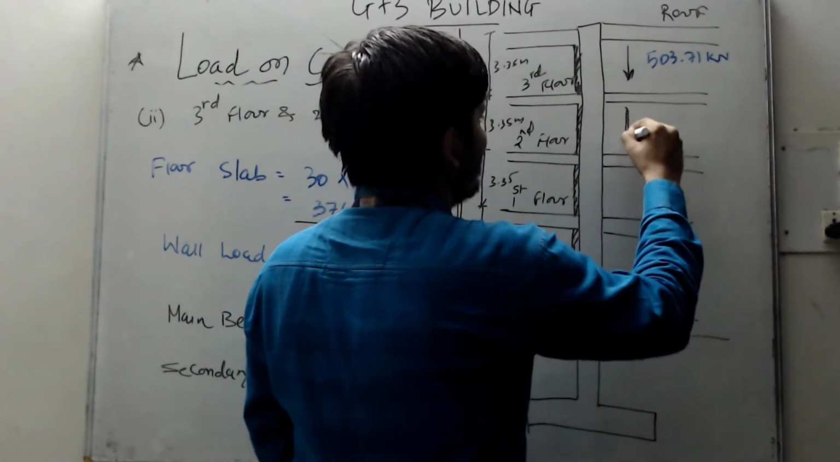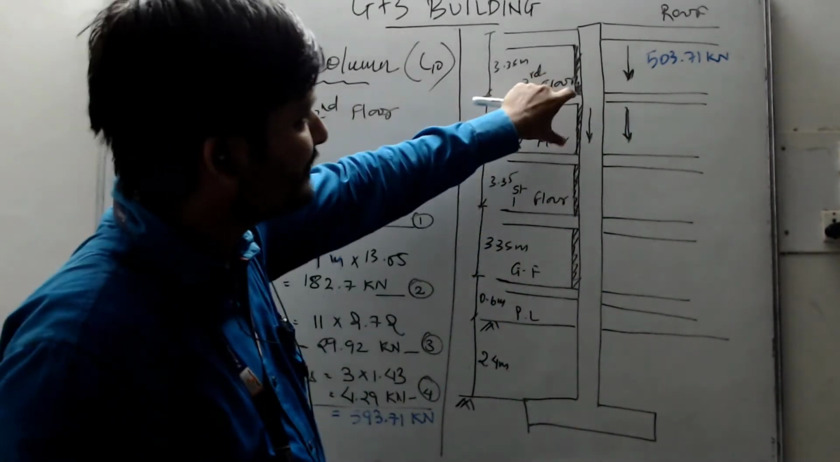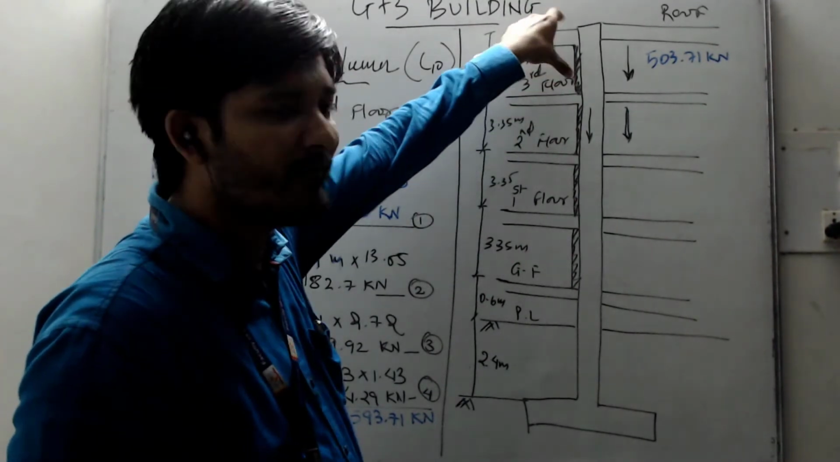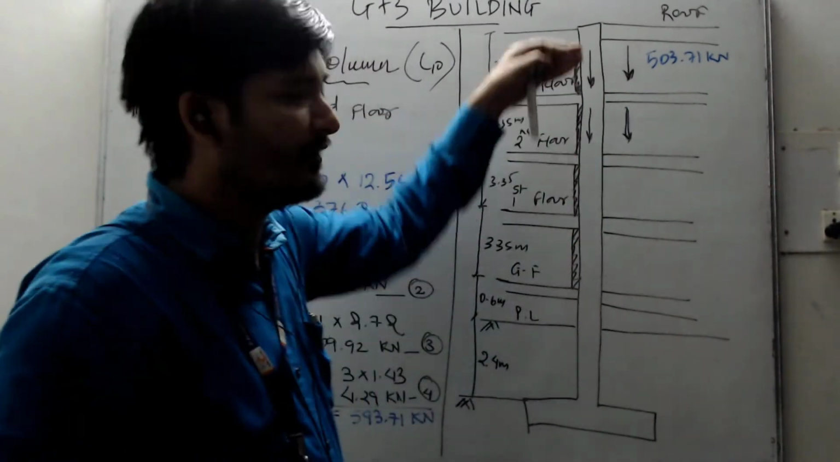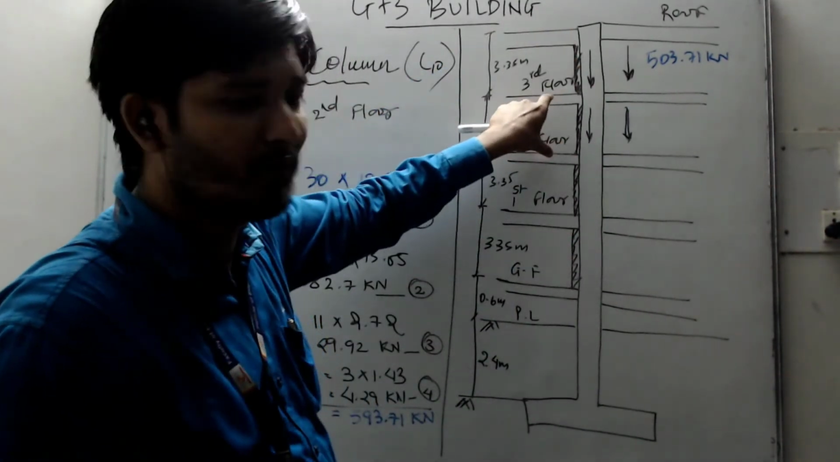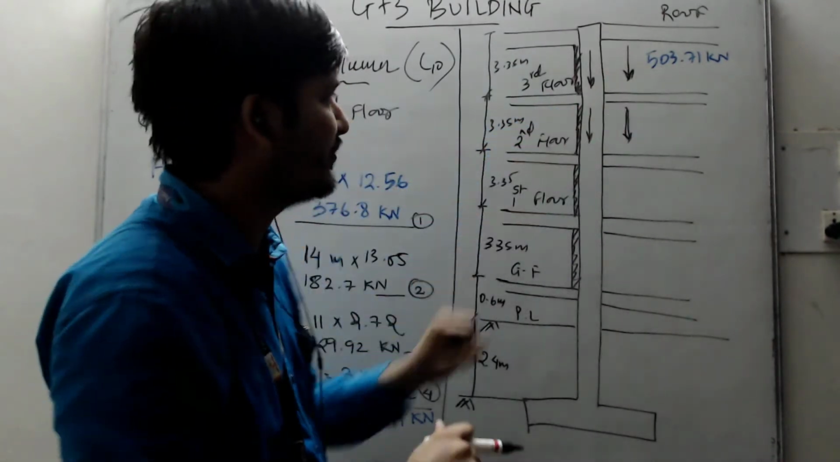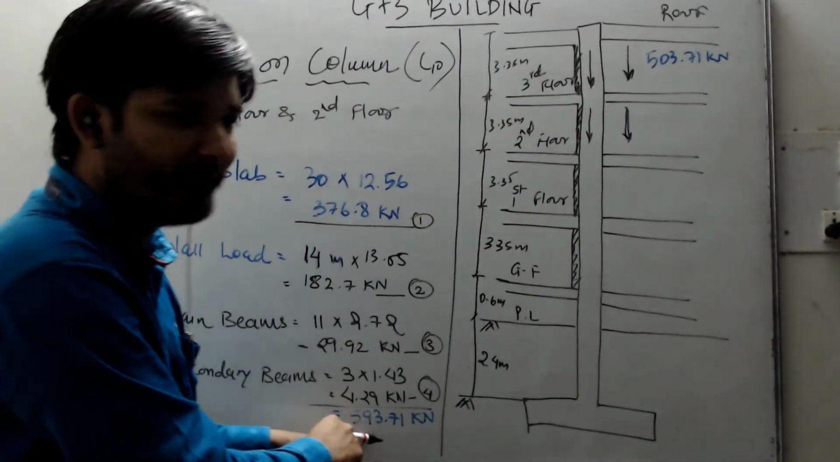on this column, right? Actually it is acting here. So when this length is here, there is a length of column above it also. There we have a load of 503.71, so it is going to be transferred to this floor also. So 503.71 is already there, right? Plus we need to add 593.71.